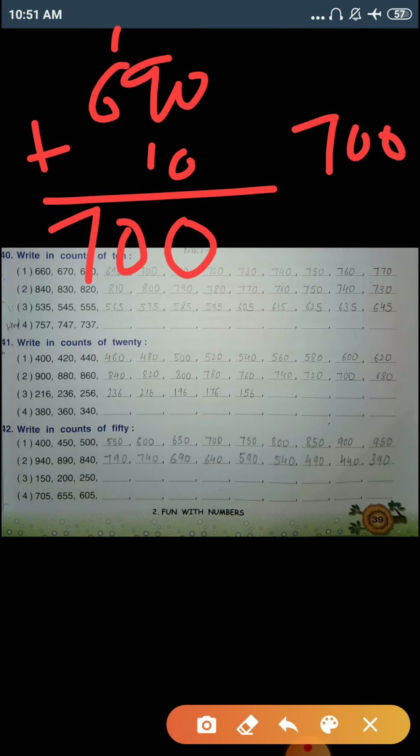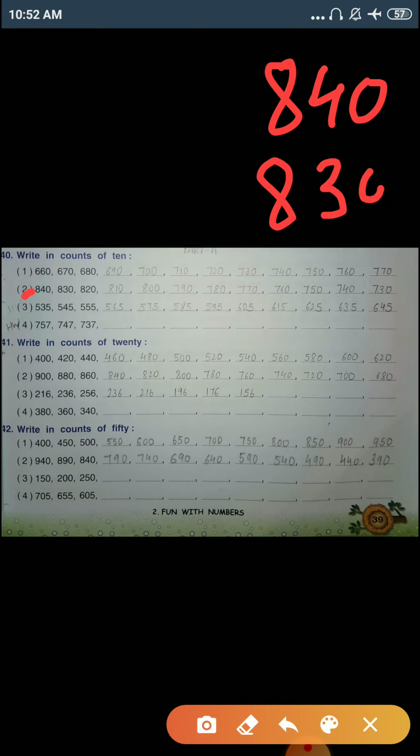After that, again add 10. That means 710. Again add 10. That means 720. So with the help of this method we are going to count the next numbers by adding 10. Let's see question number 2.